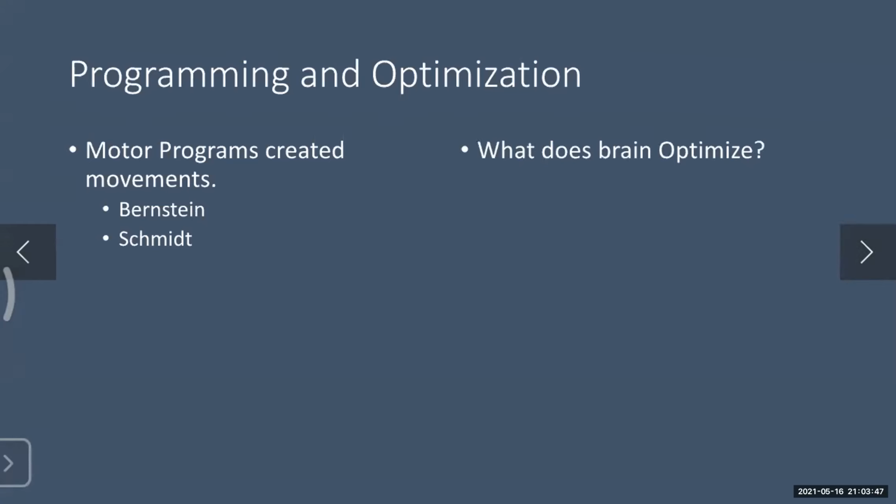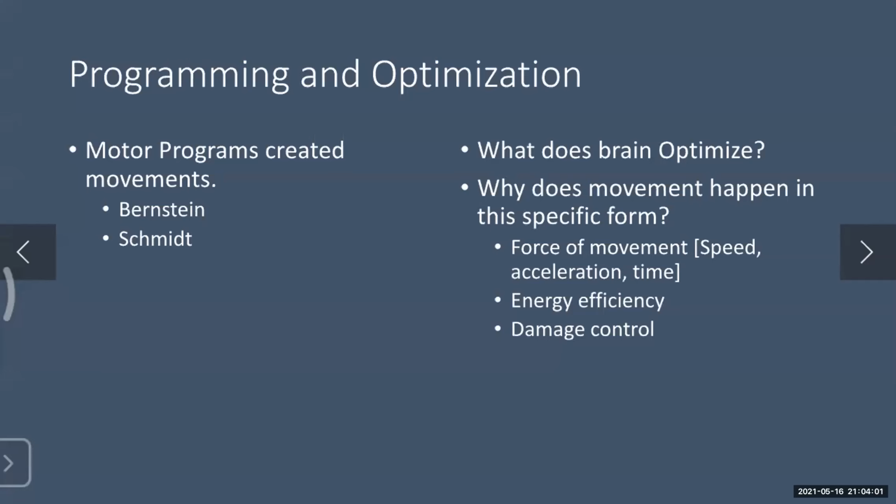The other one is the optimization approach, which had a parallel line to motor programming, asking what the brain actually controls, or what the brain optimizes, and why movement happens in this specific form. What we mean by this specific form is that whenever we move, we move at a specific speed with a specific acceleration, or we perform movement within a specific time. Say, for example, a ball is coming and we need to reach there at the appropriate moment. If we reach a little later, we will miss it. So people said that in this movement, controlling time was the most important factor for the brain.